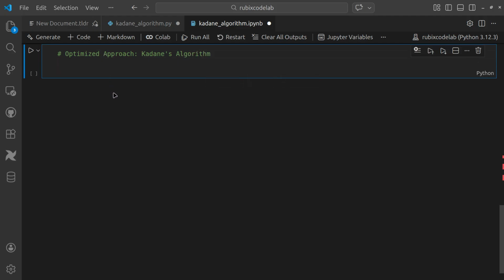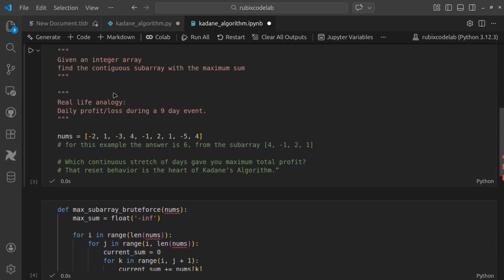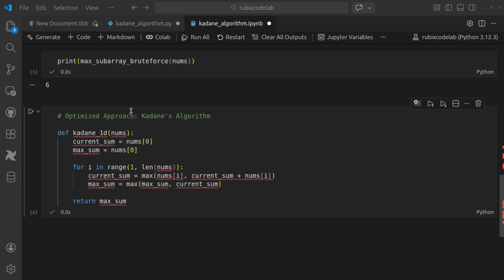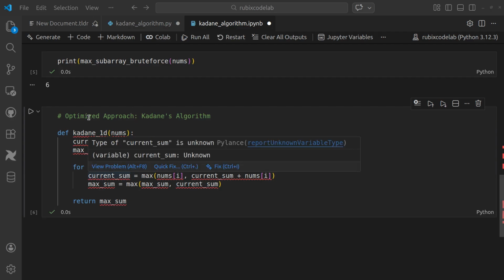Now let's think differently. If we go back to our Navratri example, if your cumulative profit becomes negative, should you carry it forward? No, right? Because a negative running total will only reduce the future gains. So the moment your running sum becomes negative, you reset. That's the entire optimization.